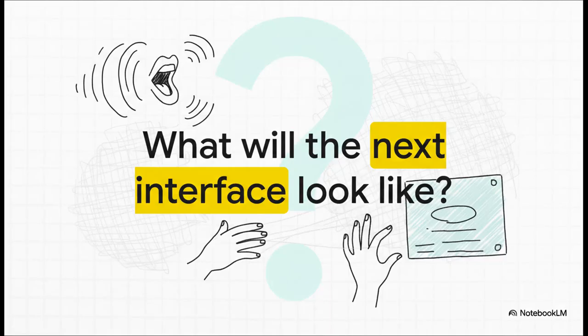So we've come all this way, from punching obscure commands into a terminal to just talking to the air or waving a hand. As our technology keeps weaving itself more and more invisibly into our lives, it leaves us with this one final, really fascinating question to think about. What will that next bridge between us and the machine even look like?